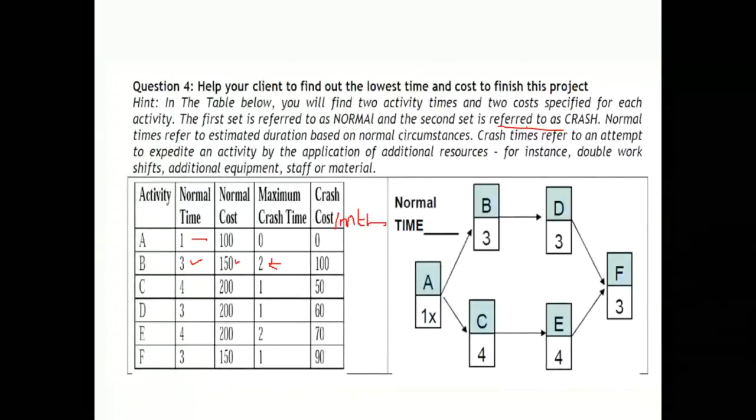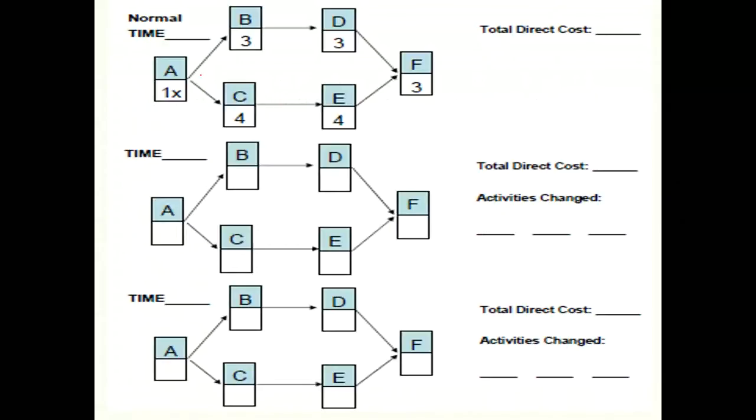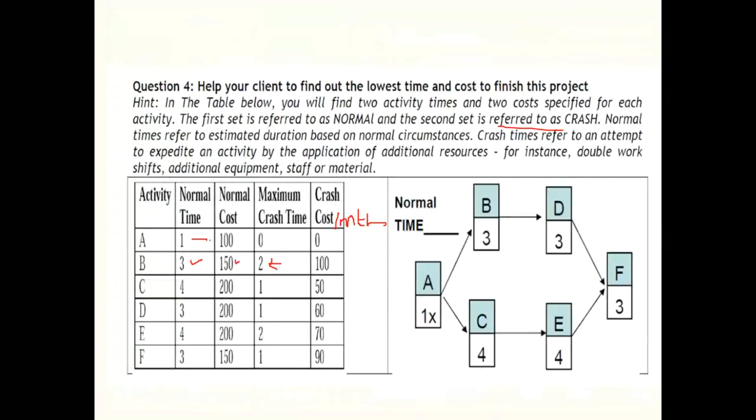First of all, we start by looking at what is the normal time to complete this project, and to calculate the normal time, we see which path is critical. The path at the bottom is 4, 8, 3, 11, and has a duration of 12 weeks to complete, and the path at the top has 6, 9, and 10 weeks. We always say that the longest path of the network is the critical path. So ACEF is the longest path. The normal time to complete this project is 12 weeks, and the total direct cost to complete this project is shown over here.